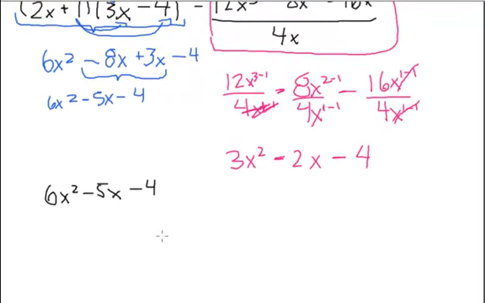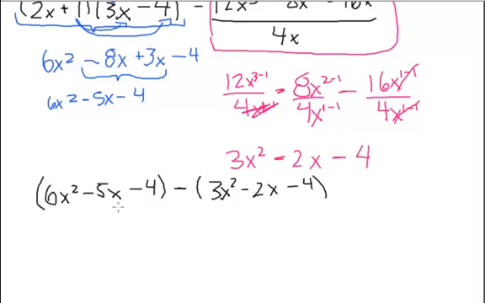Notice though, there's a negative here. So I'm going to put this in brackets. I'm going to include that negative. I'm going to open up another bracket and put this one down here. So I have 3x² minus 2x minus 4.